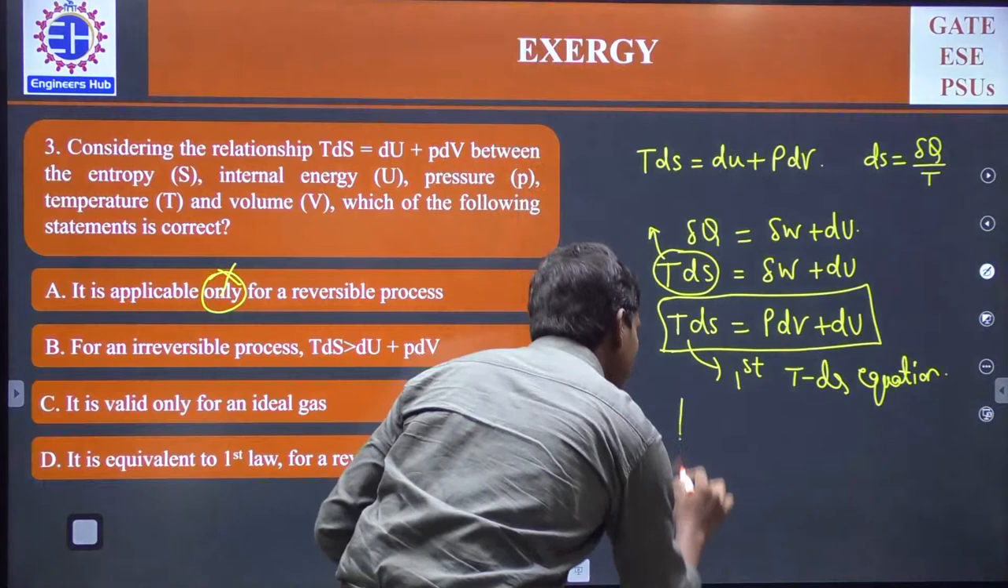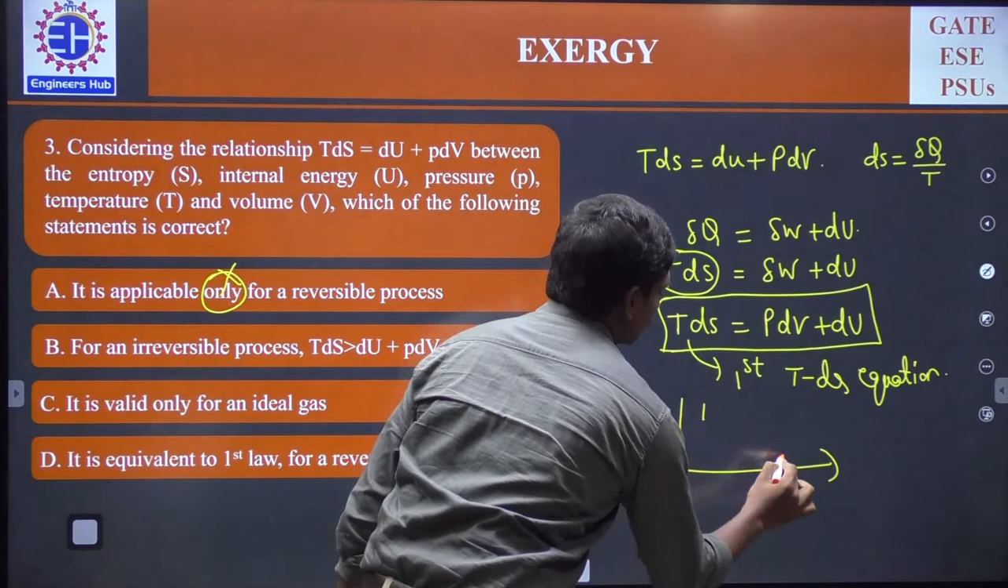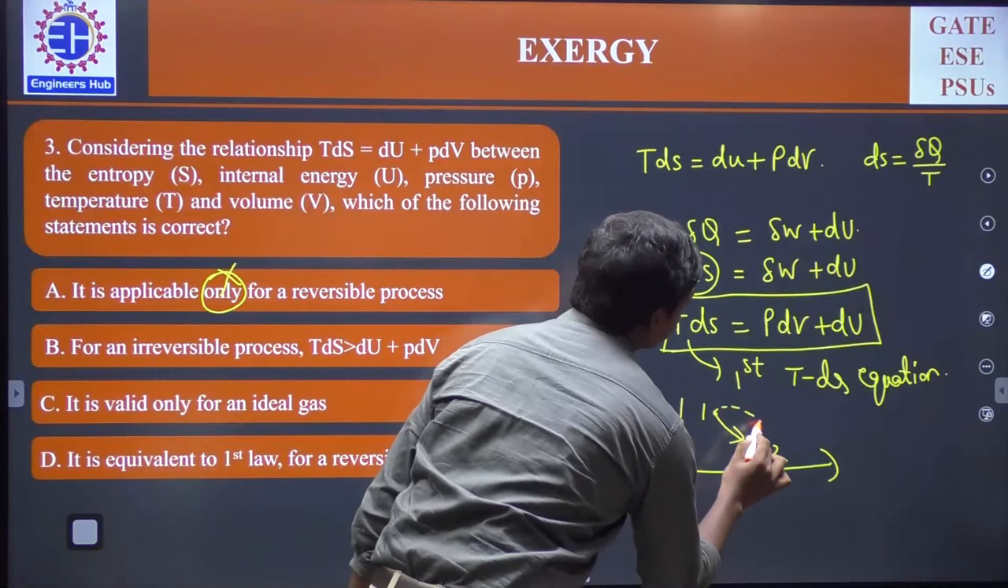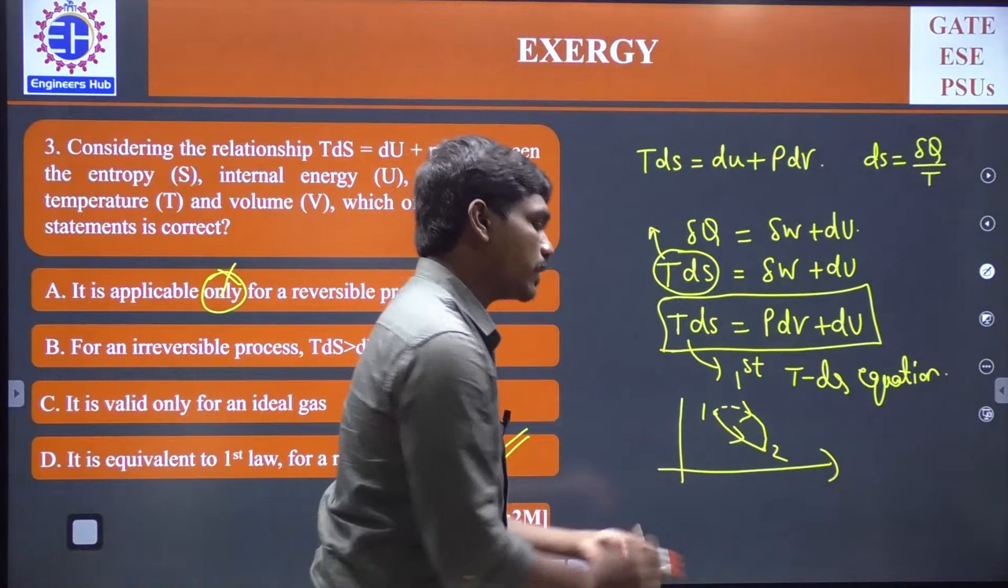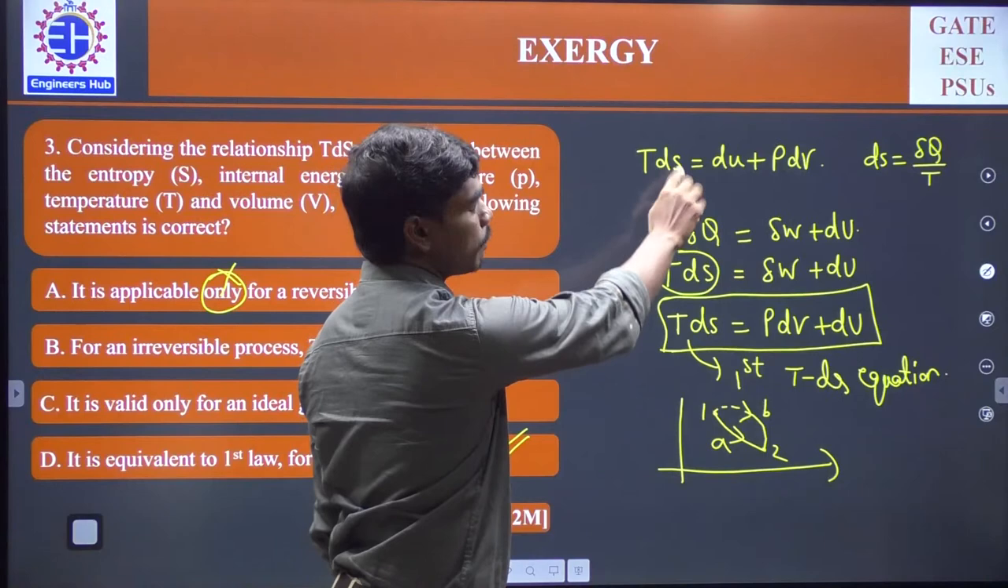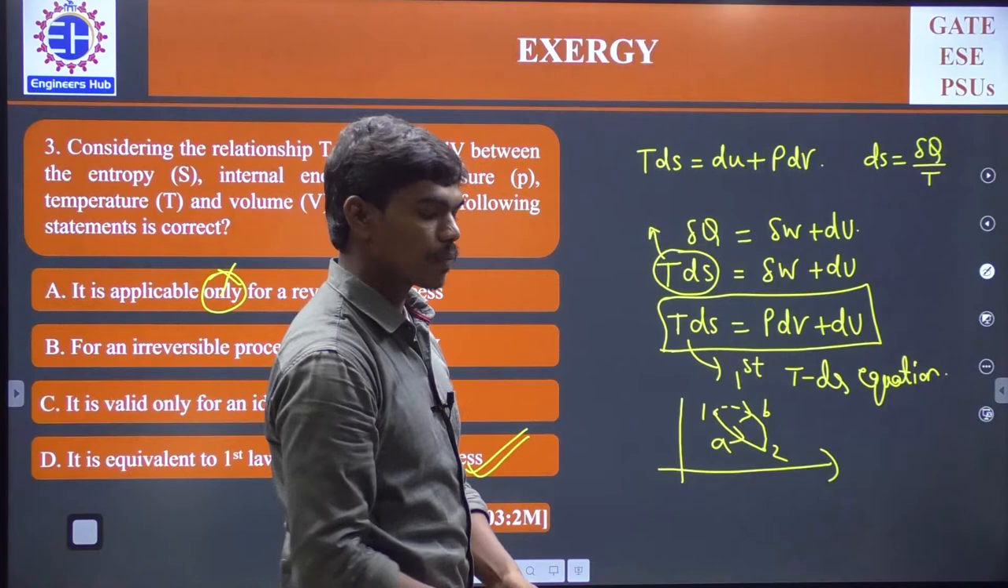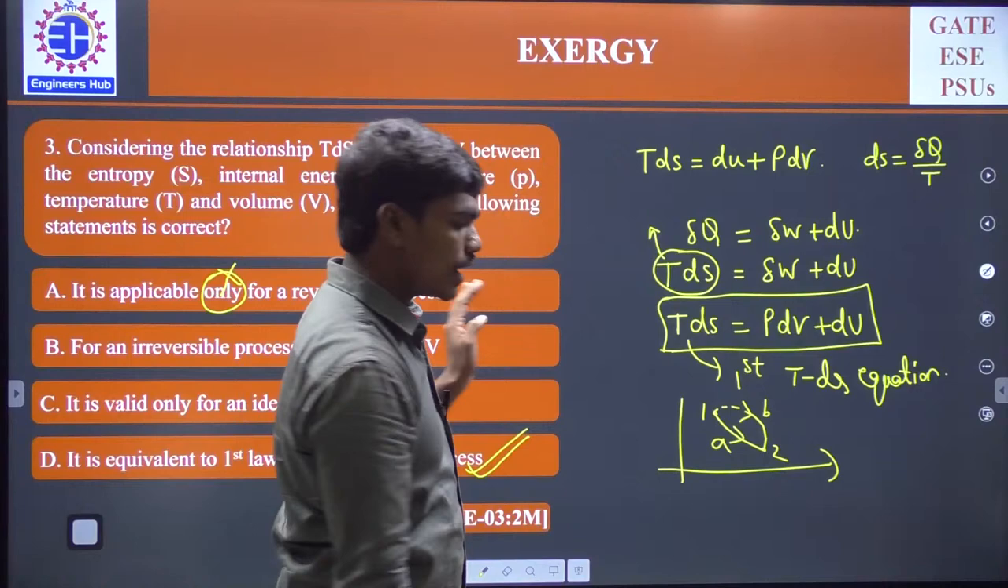So this only is wrong here because entropy is a point function, and I told you if a system goes from state 1 to 2 either in this way or in this way, the entropy change is the same. So S2 minus S1 along path A and path B is also the same. Which means this formulation can be applied even for an irreversible process to calculate the entropy change. Understood? So that's why the presence of this word 'only' here is a mistake, and option D suits best.